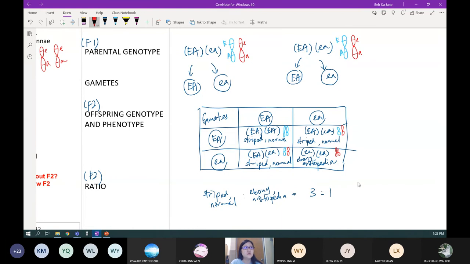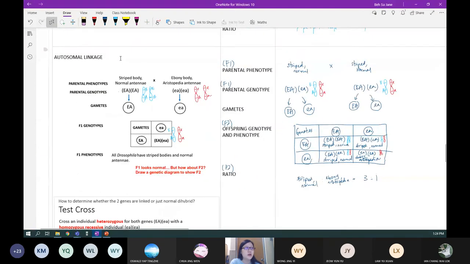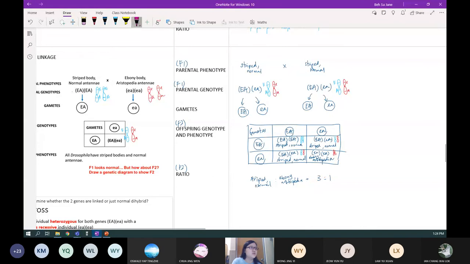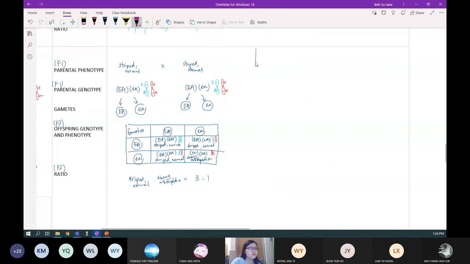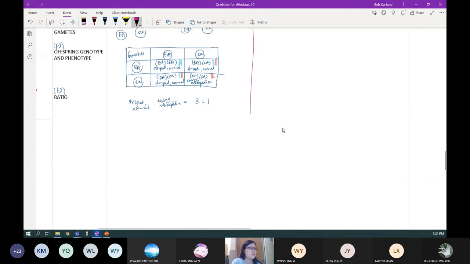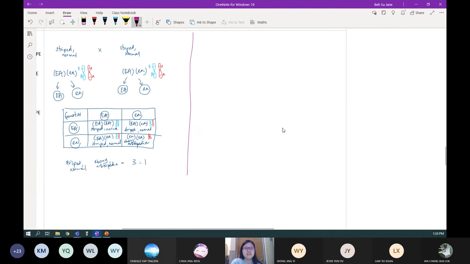Now the question is, what if it's not big E, big A on the same chromosome? What if it's maybe big E, small a? Let's do a second example. It's not in your slides, but I want you to try it so that you understand how it influences. I'm going to change color completely and write this on the right hand side, sideways, since I didn't leave enough space below. This is example number two for autosomal linkage.